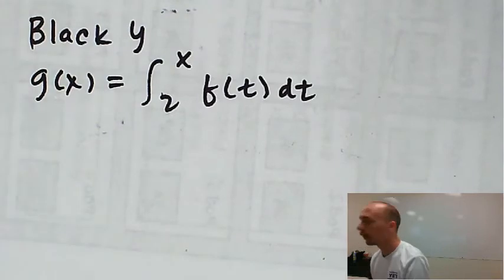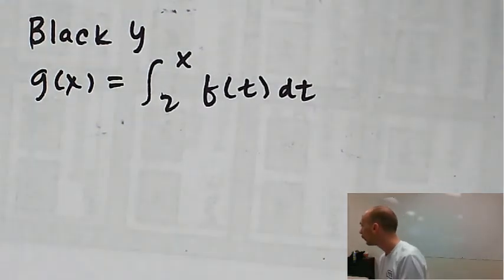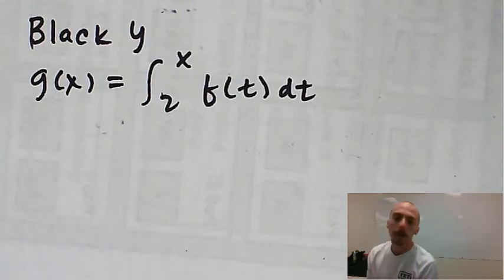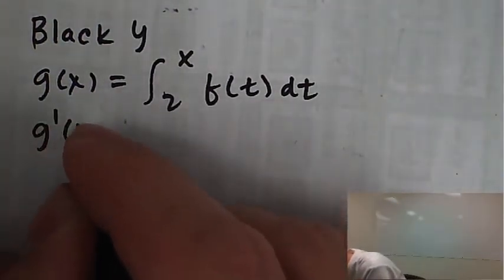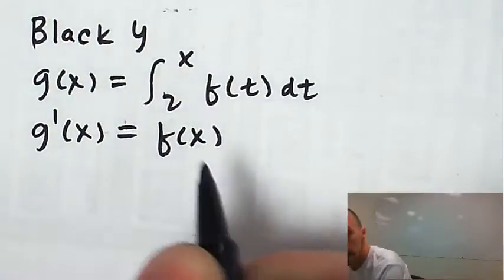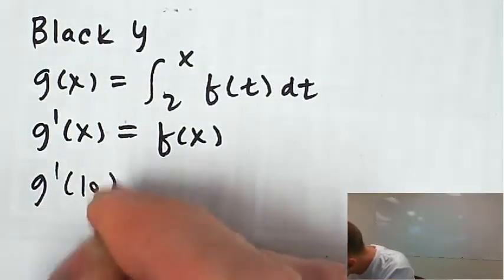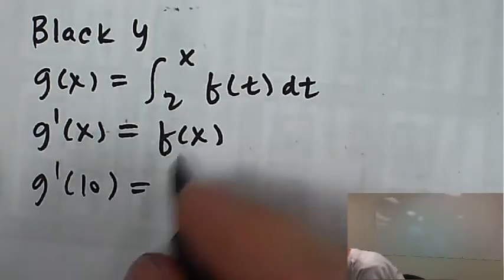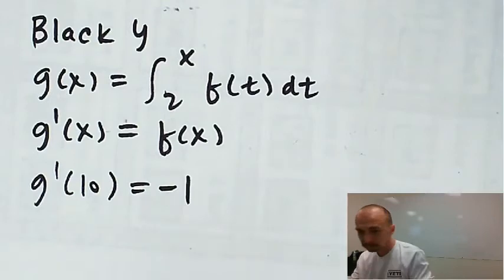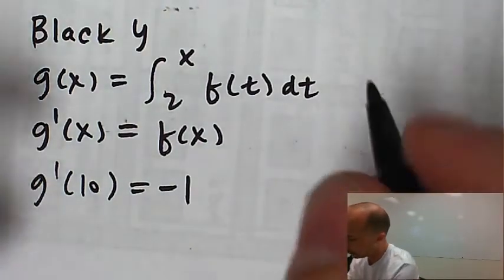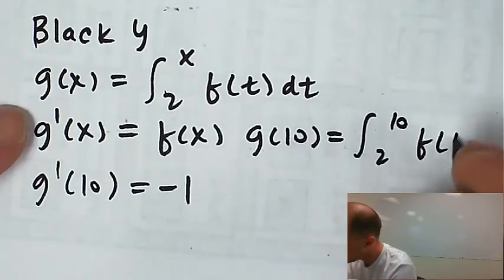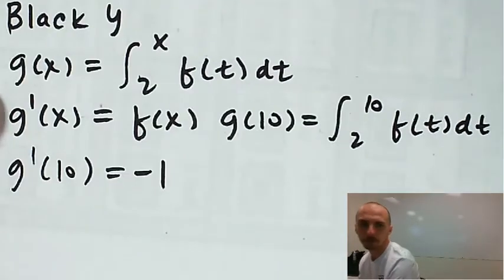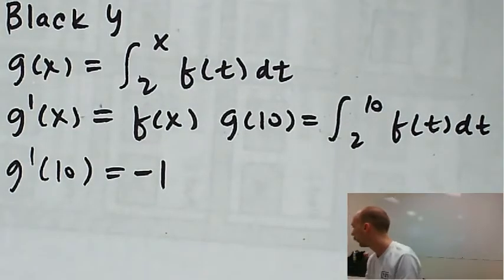Okay, g of 10, we're going to have to do some area counting, but it'll be all right. And I think some of these areas are going to balance. 2 to x, that's a little annoying, but we can engage in some square counting, we'll get the answer. g prime of x is equal to f of x, meaning that g prime of 10 is equal to f of 10, which is negative 1. Okay, so that's nice. Now, I need to find g of 10, which is going to be the integral from 2 to 10 of f, just area under the graph of f from x equals 2 to x equals 10.